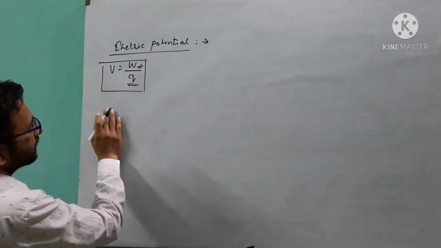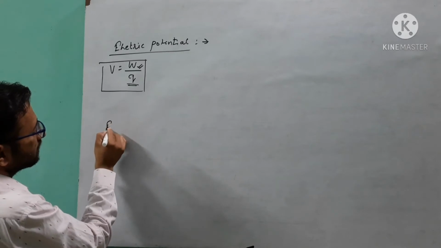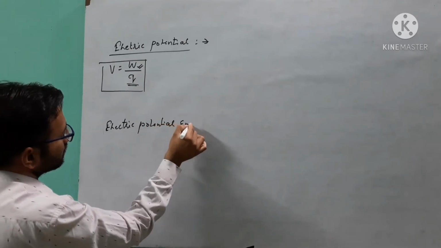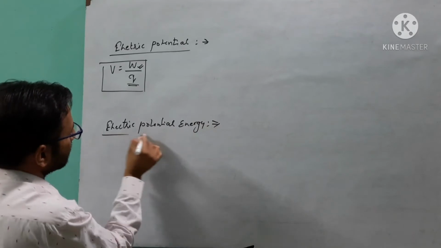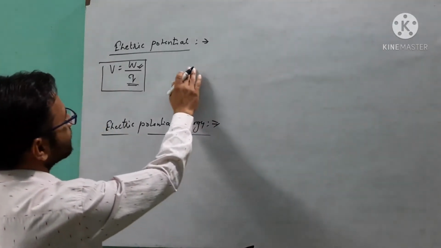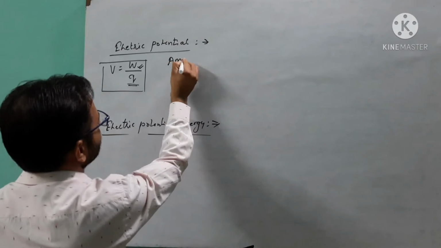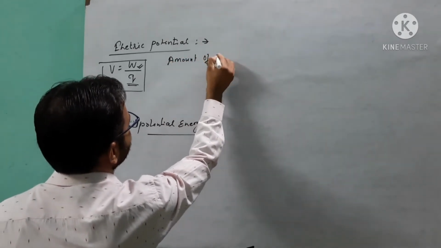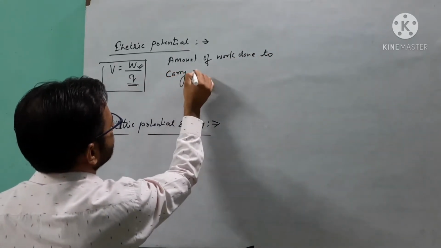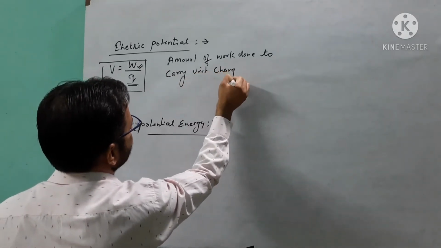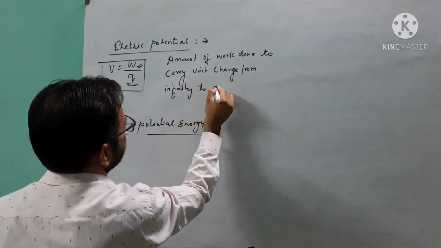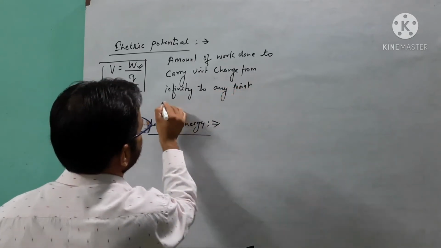This is our electric potential formula, which you have read in class 10th. The definition of electric potential is the same as electric potential energy, but here we say unit test positive charge in place of the test charge. The remaining things are the same. So first I will write the electric potential definition. It is defined as the amount of work done to carry unit charge from infinity to any point in the electric field.